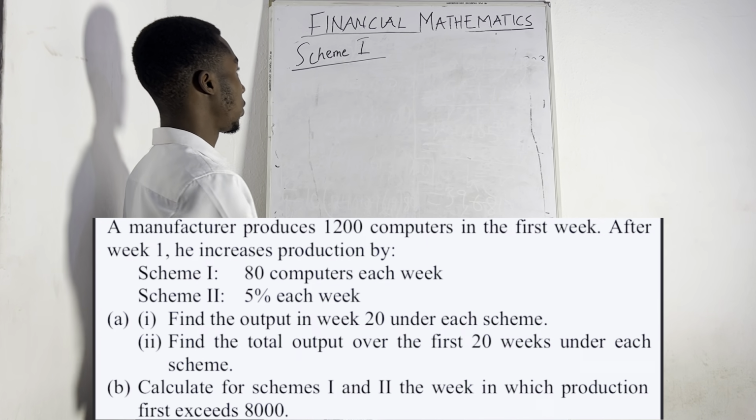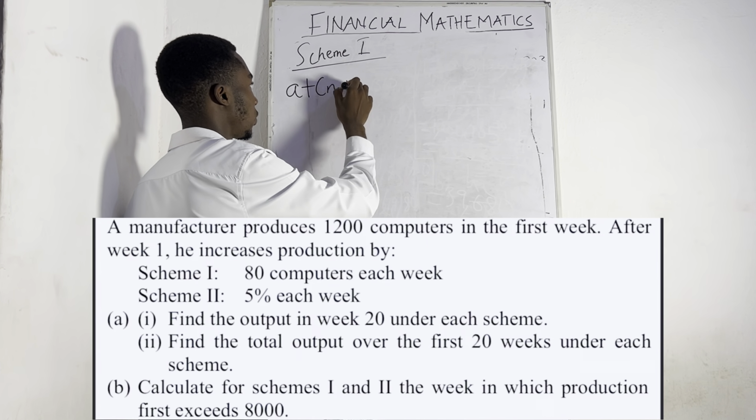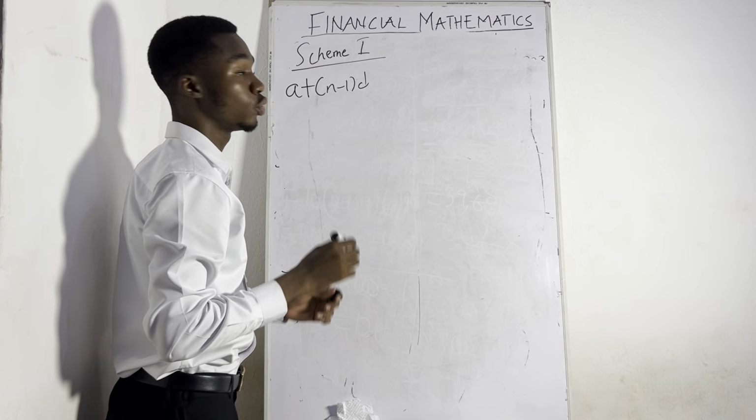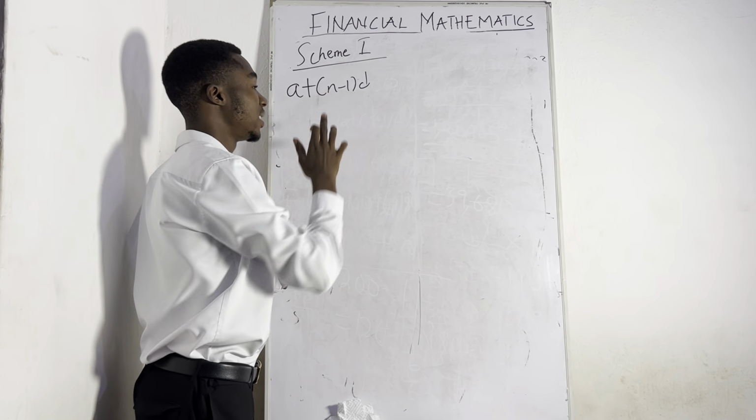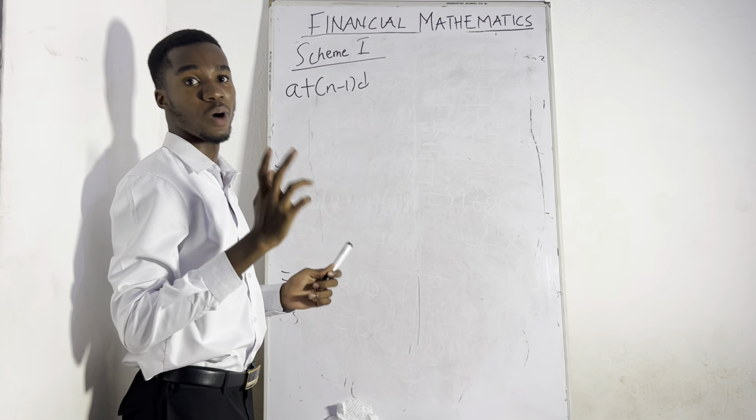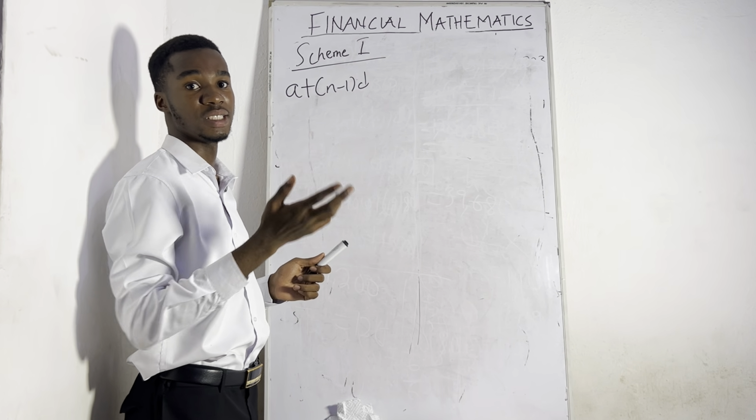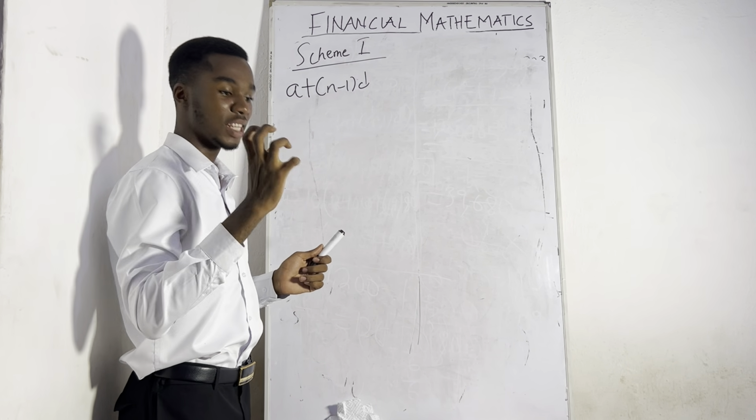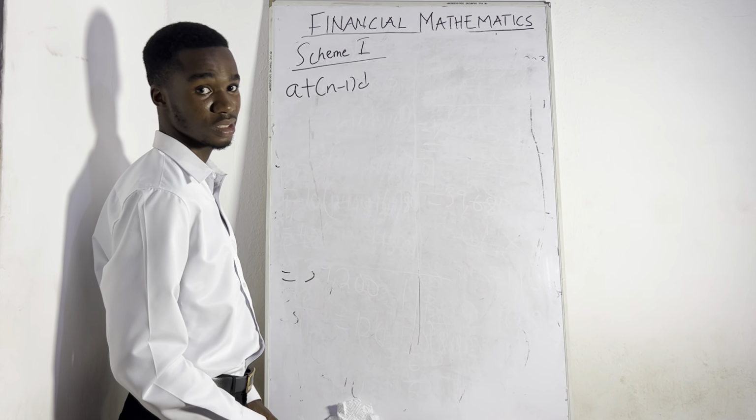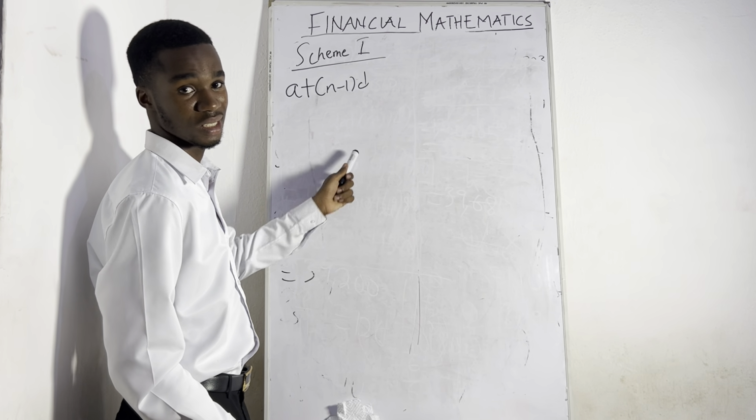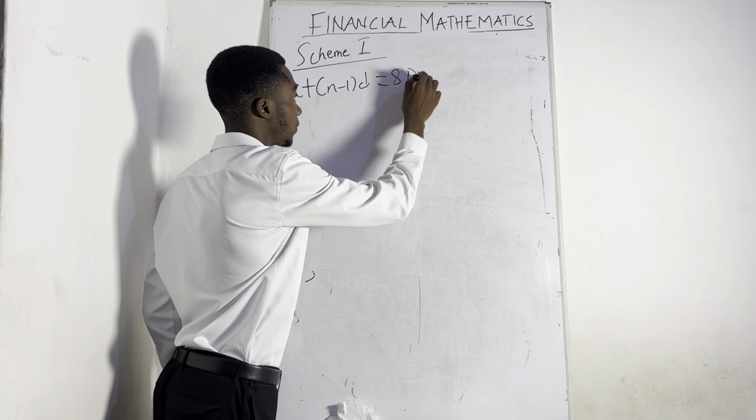So anytime you are given a question like this, you just equate the formula for the nth term, which is a plus n minus 1 d. Do you get it? So the 8,000 they've given to you, because you know that a is the first term and n is the week. For week 1, our term was 1,200. For week 2, it was 1,280 because we are adding 80. And now we want to know the week in which production will first exceed 8,000. So we'll have to make n the subject here, and equate this to 8,000.